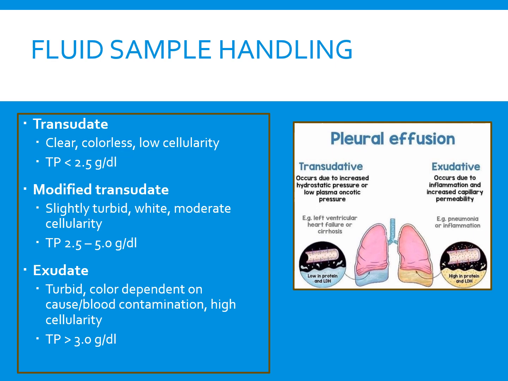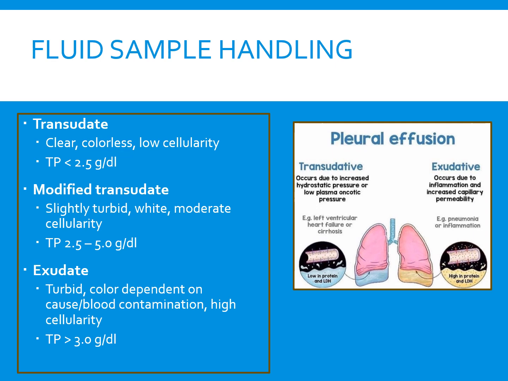The exudate is usually turbid. The color will depend on the cause. There could be possible blood contamination and high cellularity, and the total protein is higher than 3. So the main difference between the transudate and the exudate here is the cellularity. There's much more cellular content in the exudate.